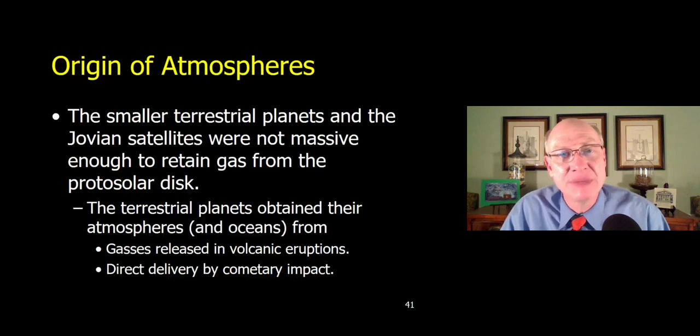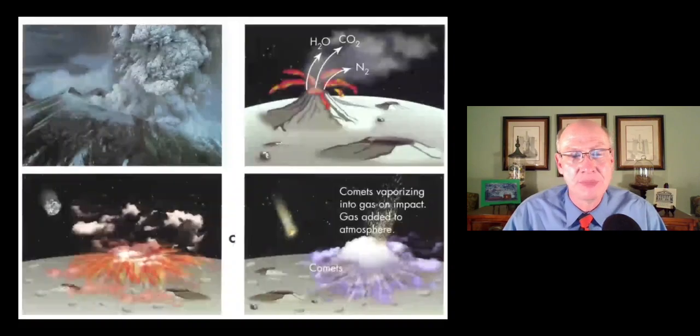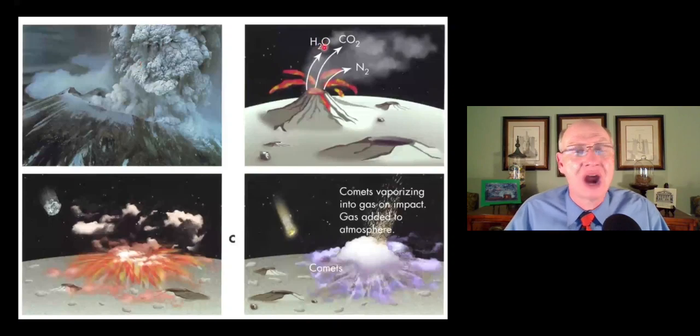So where did we get our atmosphere from? We got our atmosphere and our oceans, it turns out, from two places: gases released in volcanic eruptions and direct delivery by cometary impact. So the first thing to know is that when a volcano erupts, it releases a tremendous amount of gas from deep inside the Earth into the Earth's atmosphere. And the gases that it releases are water vapor, carbon dioxide, and nitrogen gas. And these are gases that are baked out of the rocks deep underground.